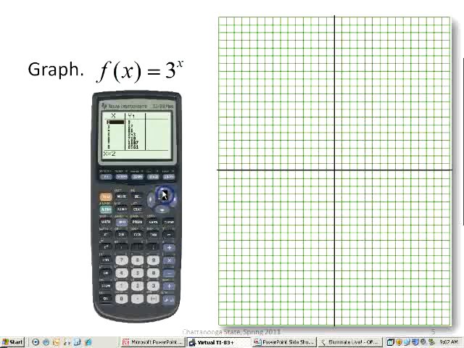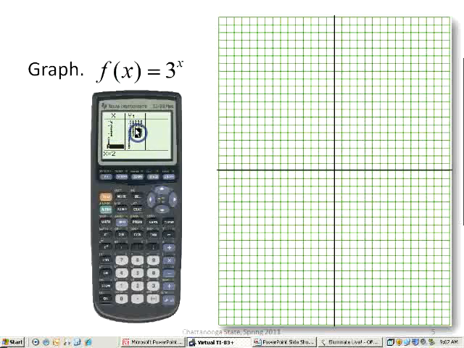Now, I use my up and down arrows to scroll through my x, y table. I notice that as I use negative x's, notice how those y values are getting so small. Here it even bumps it into scientific notation because there are so many zeros behind the decimal point. So what I want to do is graph a few negative x's and a few positive x's.